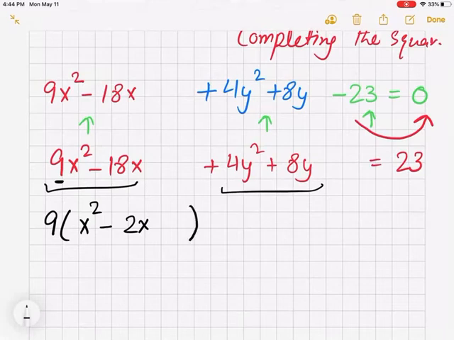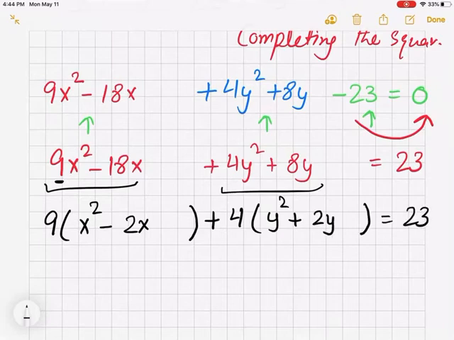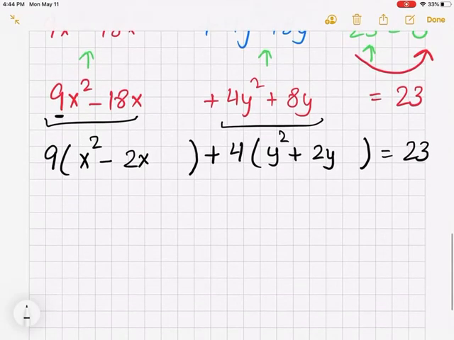Now let's move on to y's. What's your a value for the y expression? It's 4. Factor that out. Y squared plus 2y. And I would leave some room. And it's equal to 23. All right, we're getting there slowly and steadily.